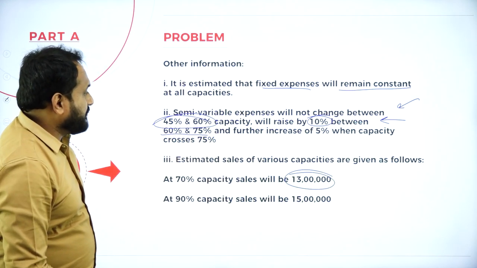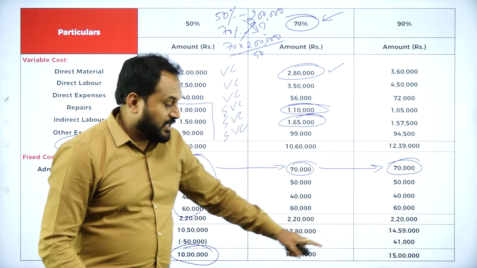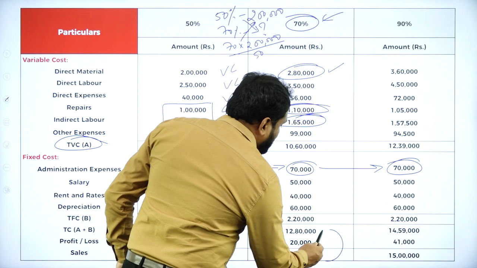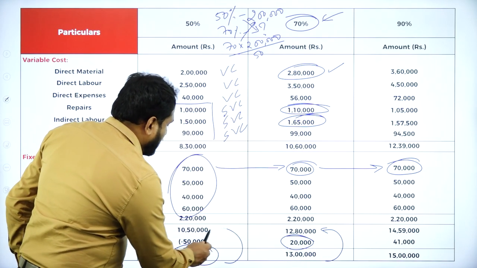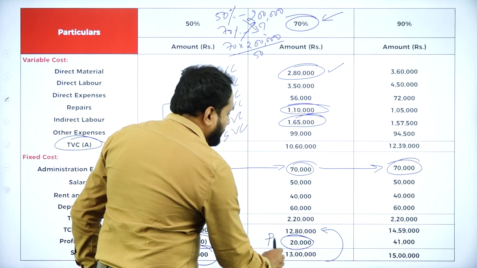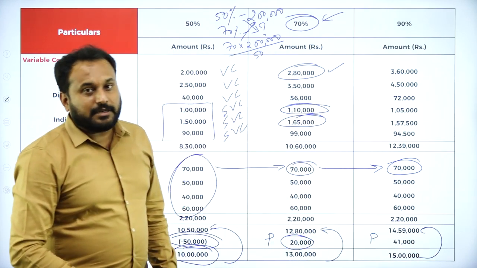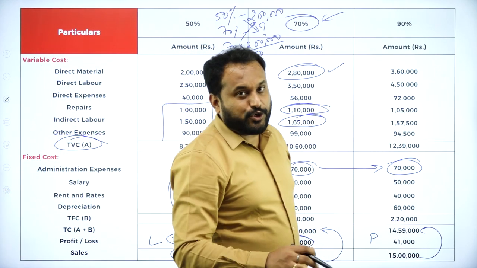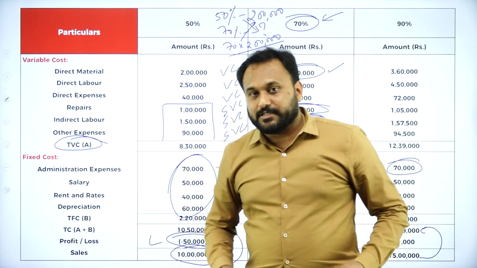The same way here, when we go with that, what we have got is 13,000, 15,000. Sales minus total cost, if it is positive, that is my profit. If it is negative, it is my loss. Here I got loss, here I got profit, here also I got profit. This is what the flexible budget is. So watch the videos of flexible budget, you will get all the answers of this question.